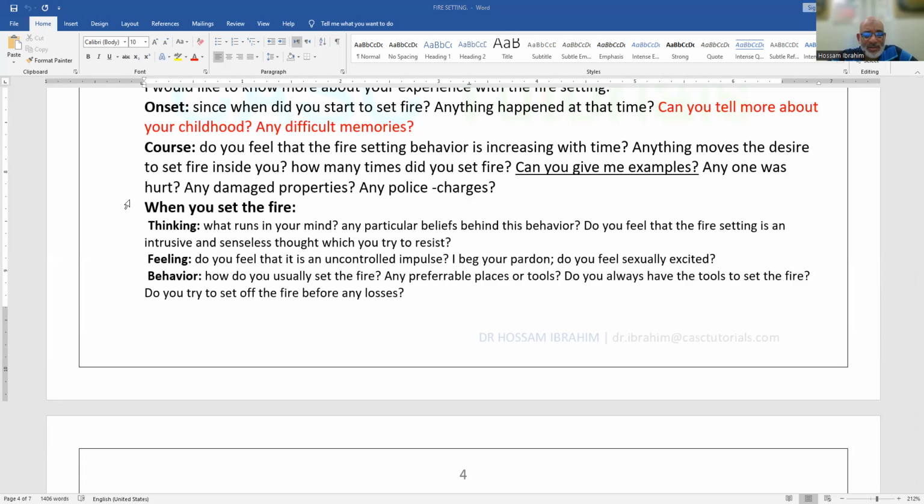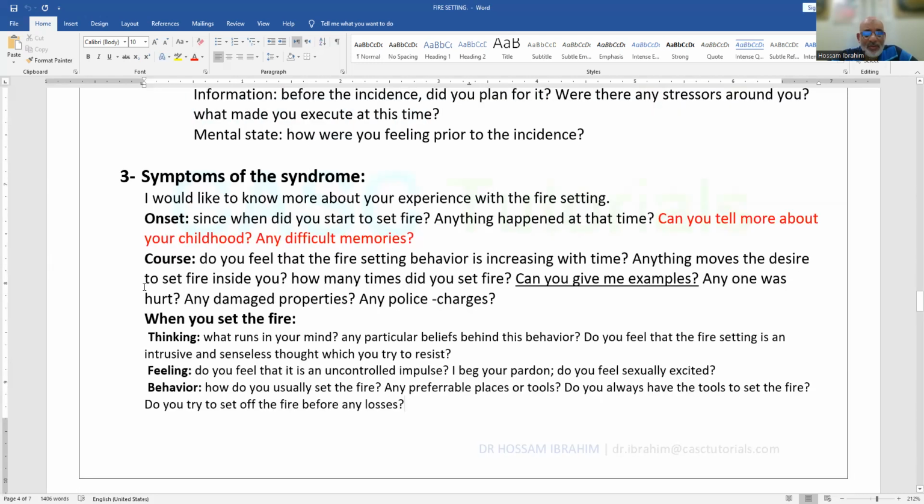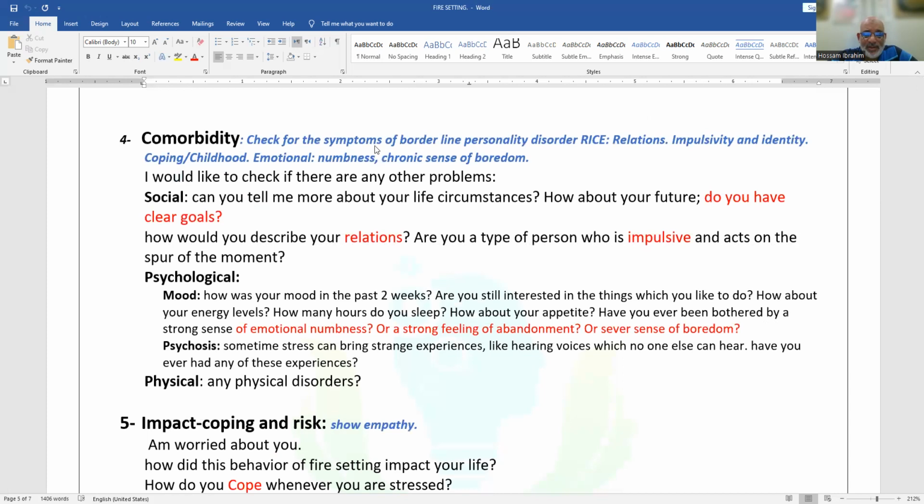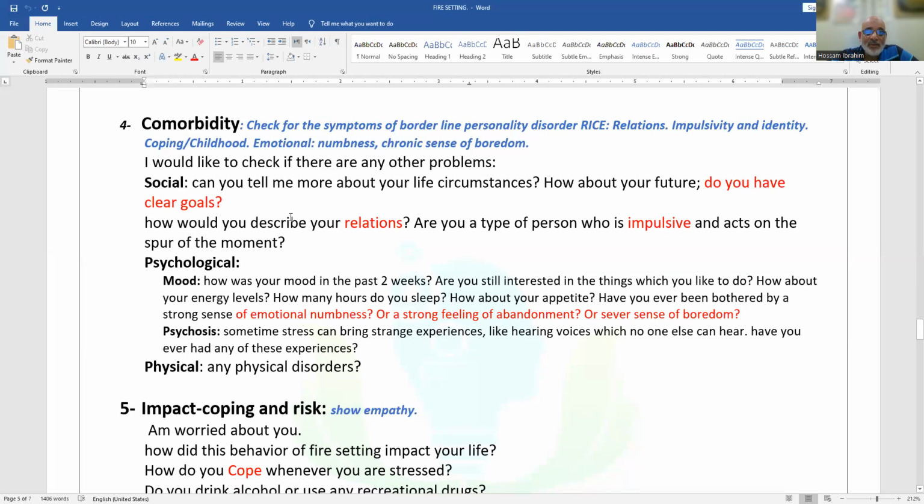Okay, so these are the symptoms of the syndrome. Then the comorbidity. Check the symptoms of borderline personality disorder, as we know that there are particular main symptoms like problems in relations, impulsivity, identity, coping, emotional numbness. We can just have this acronym RISE, which will help you to understand how to gather these different symptoms in one setting. So you want to ask about the psychological comorbidity.